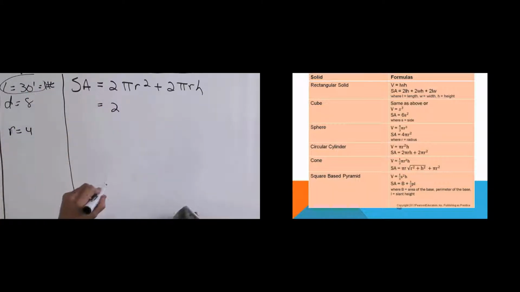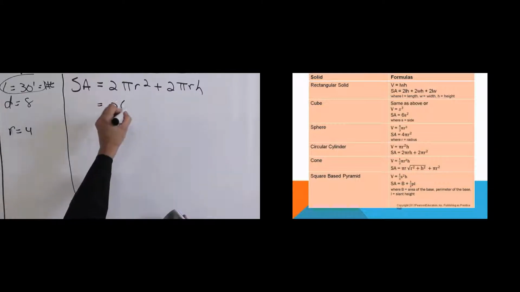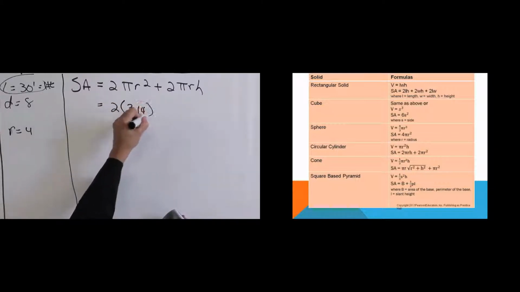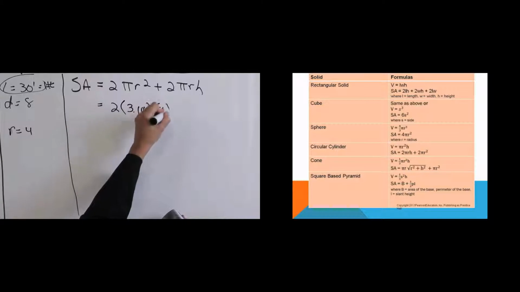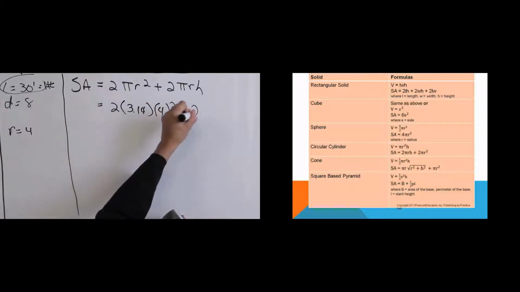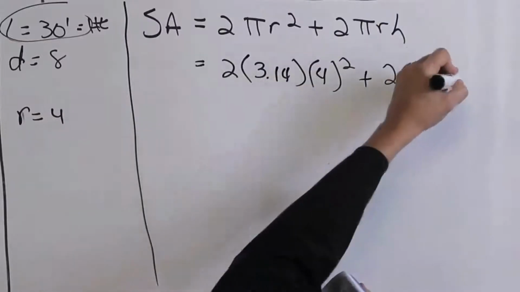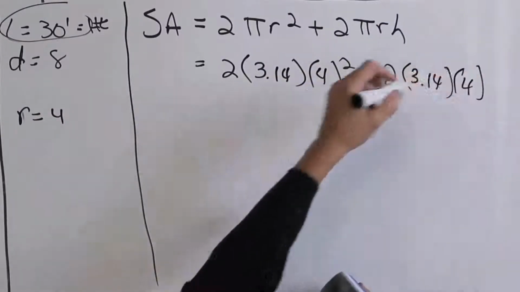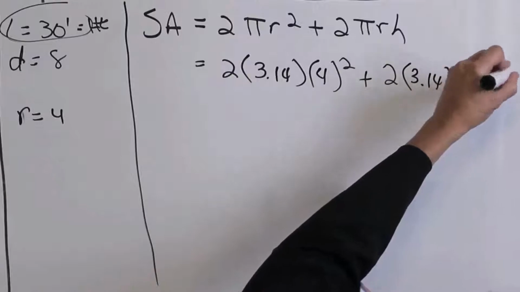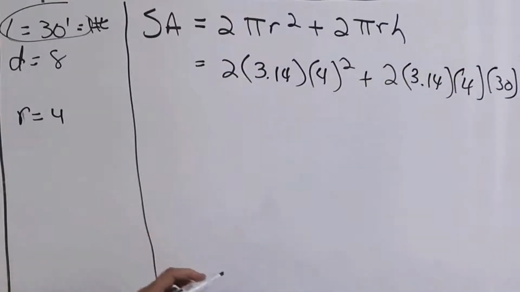2, does it say exact? It doesn't say either one, so I have to assume it's getting all the numbers in here, times the radius, which is 4 squared, plus 2 times pi, which is 3.14, times the radius, which is 4, times the height, which is 30. Oh my gosh, aren't you glad you came today?